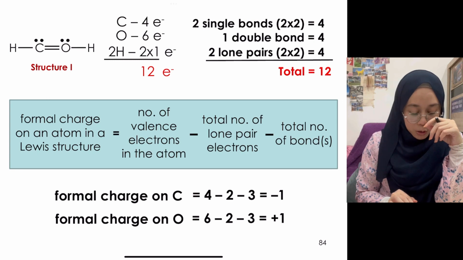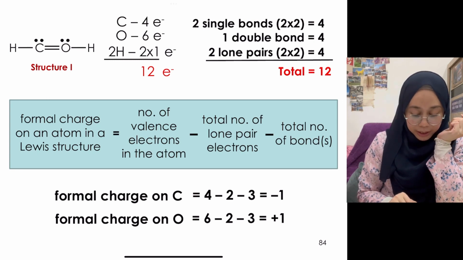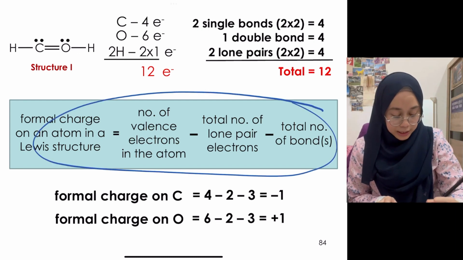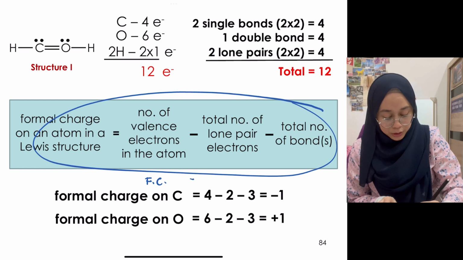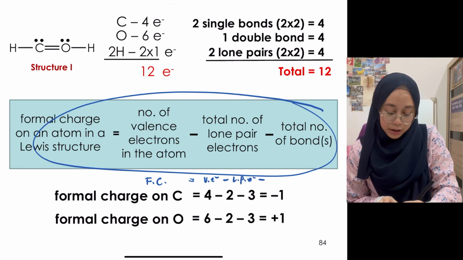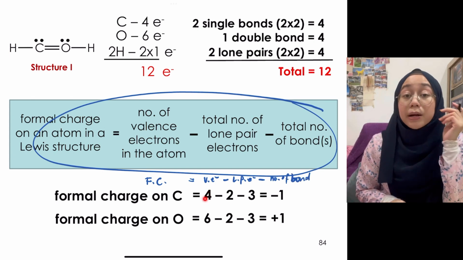Okay, so macam mana kita nak kira the formal charge on C? Okay, so by using formula yang ni tadi, which is basically formal charge equals to valence electron atas carbon tu sendiri tolak dengan apa tadi? Lone pair electrons tolak dengan number of bond. Okay, so basically 4 ni mewakili the valence electron of carbon itself.